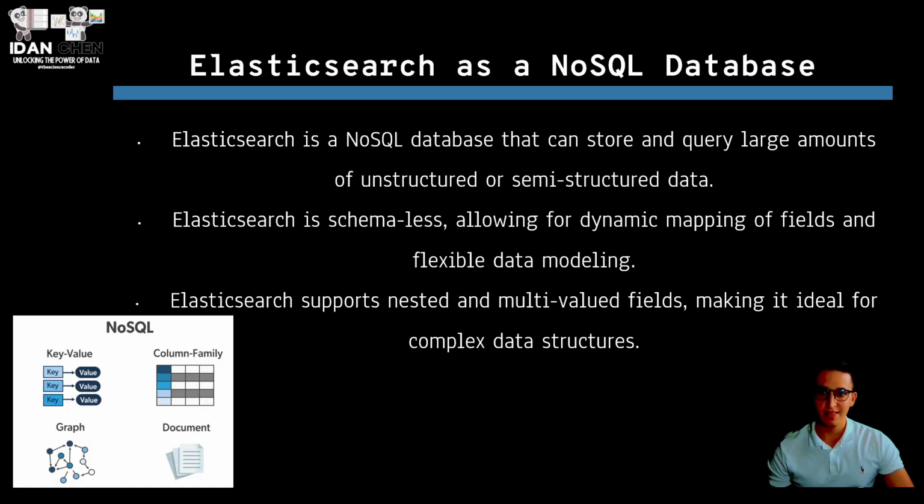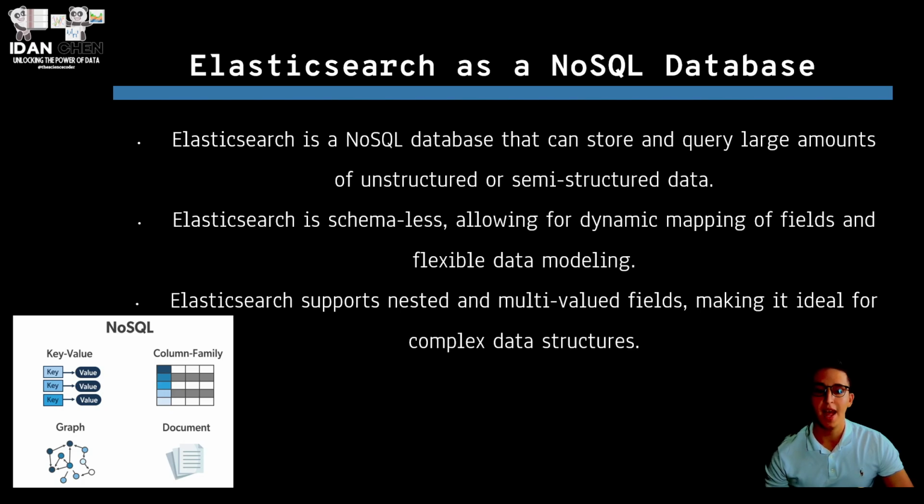Elasticsearch is a NoSQL database that you can use to store and query large amounts of unstructured and semi-structured data. Elasticsearch is schemaless, allowing for dynamic mapping for fields and flexible data modeling. Elasticsearch supports nested and multi-valued fields, making it ideal for complex data structures.